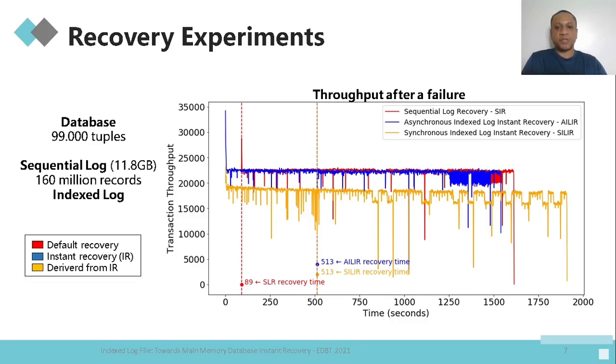The results show that the full recovery, in red, was the fastest approach to recover the database. However, the instant recovery, in blue, could perform transactions since the system restart, and it was the fastest approach to finish the workload execution, proving that our approach provides high availability and high transaction throughput rates. In the third scenario, in yellow, the synchronous log indexing degraded system performance.